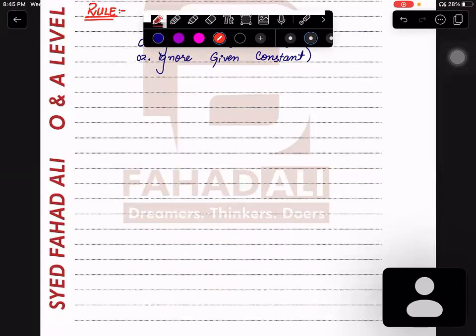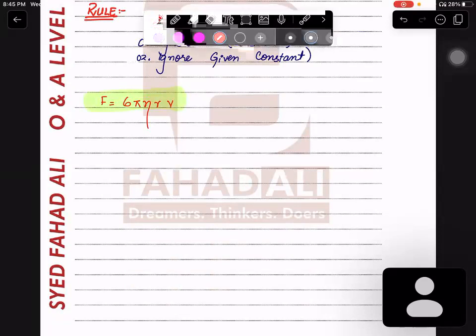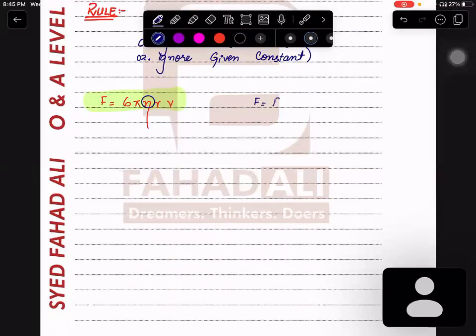The question says F is equal to 6 pi eta r v. This is the question, Aiza. You with me, right? Musaf? Yes sir. Now what I want from you is to calculate the base unit of eta. First I have to tell you what is F. F is the force, r is radius, v is velocity.